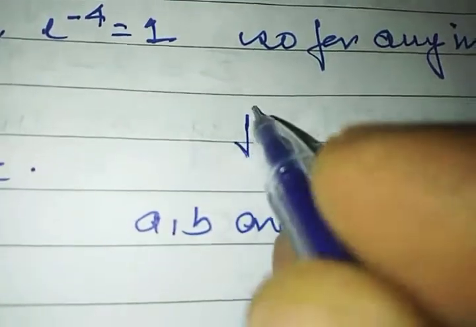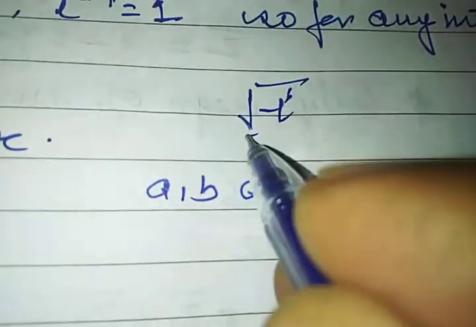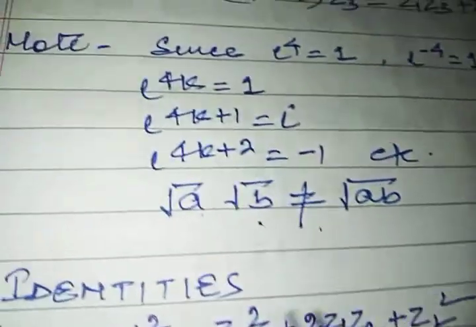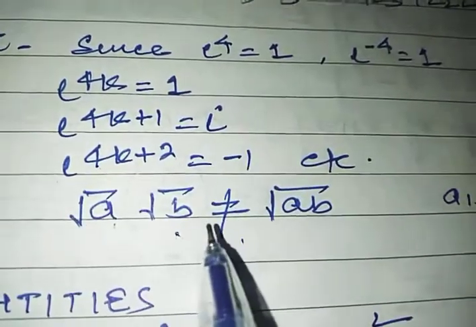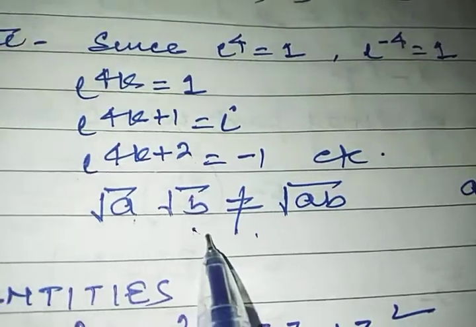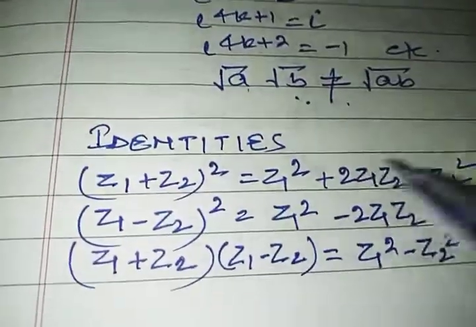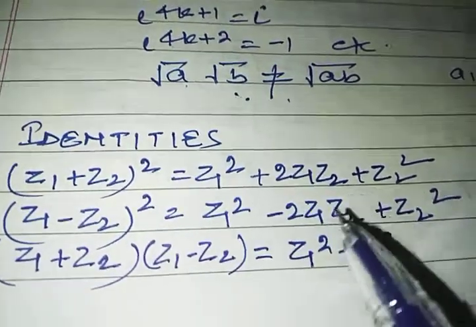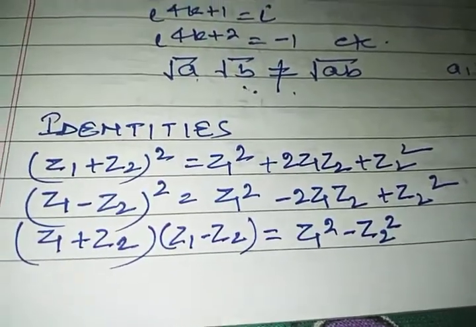Why? Because things of this type belong to the complex number system, and therefore it will not be followed. Let's remember. Now these are simple identities: (z1 plus z2) squared, similar as in our real number system.